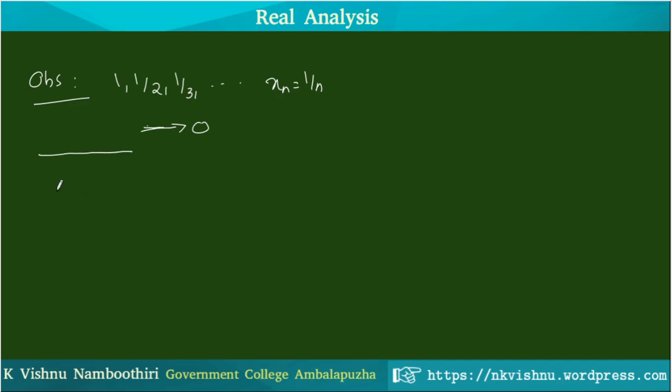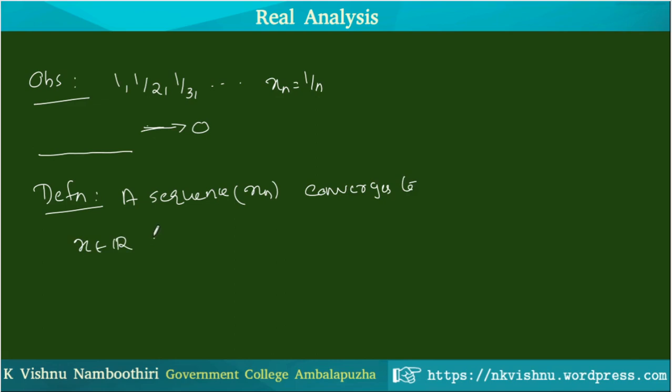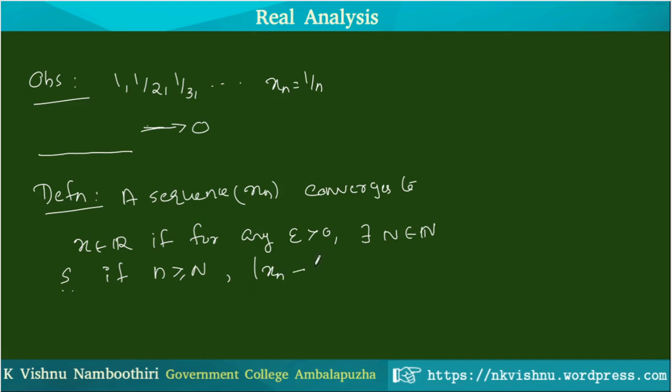So we have a definition here. A sequence xn converges to x belonging to R if for any epsilon greater than 0, there exists a natural number N such that after this natural number, all the xn's are at a distance of less than epsilon from x.